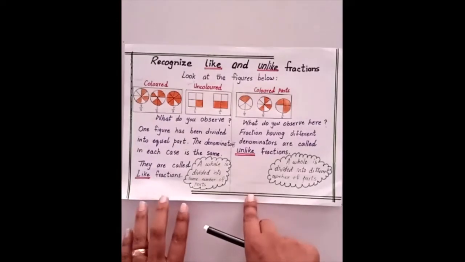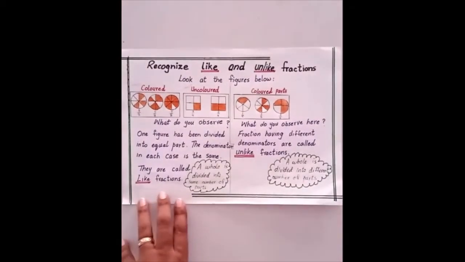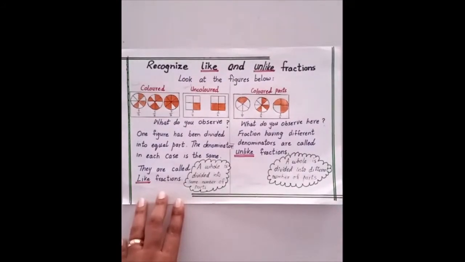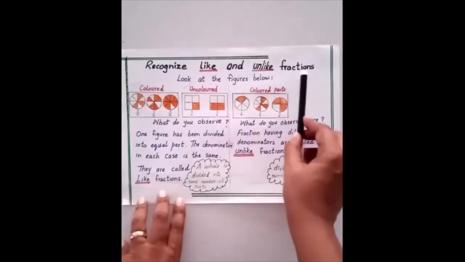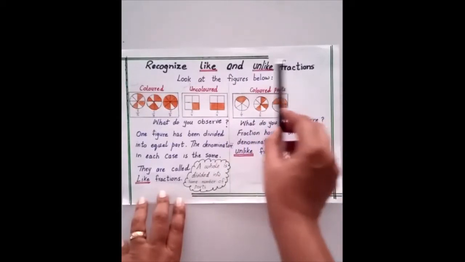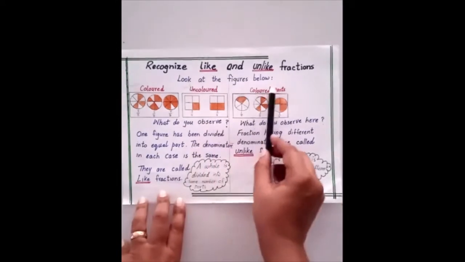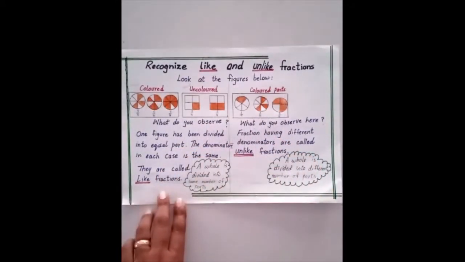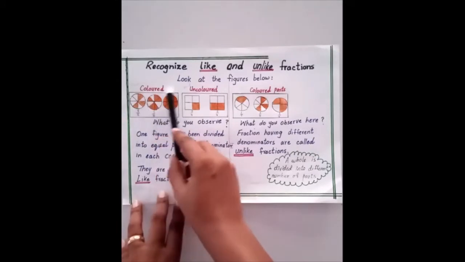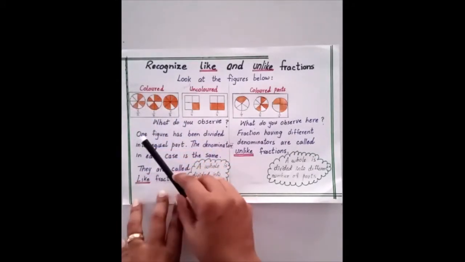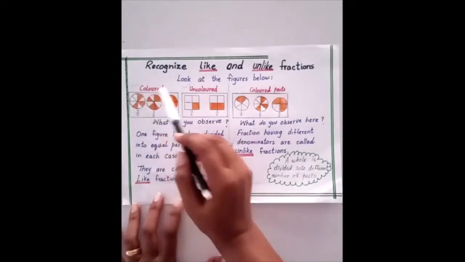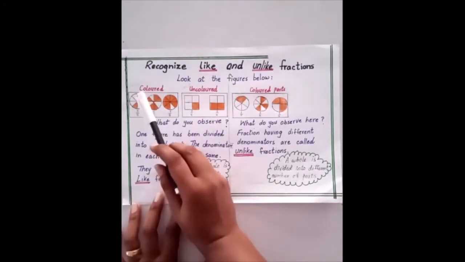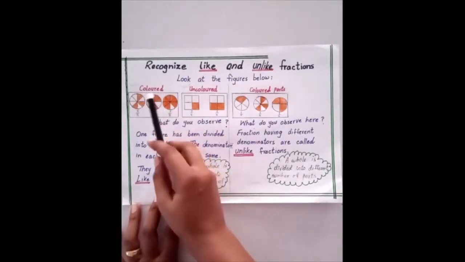In this slide, we will recognize like and unlike fractions. Fractions are done in some ways, and one method is like and unlike fractions. Look at the figures below. You will understand the whole story over here. We have made some circles, and we will count the first circle. And mind it, students, we have to count the colored parts.